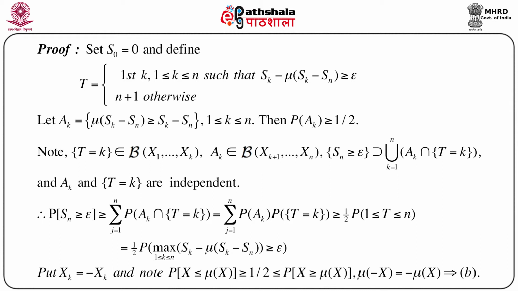Now let us also define an event by Ak. Ak is the event that mu(k) of sk minus sn is greater than or equal to sk minus sn, for k between 1 and n. Then it is clear that by the definition of median we can immediately write that the probability of Ak is greater than or equal to half.